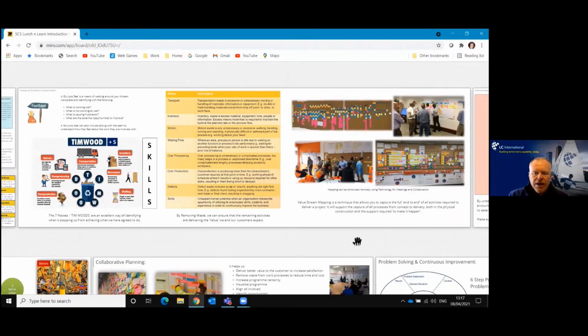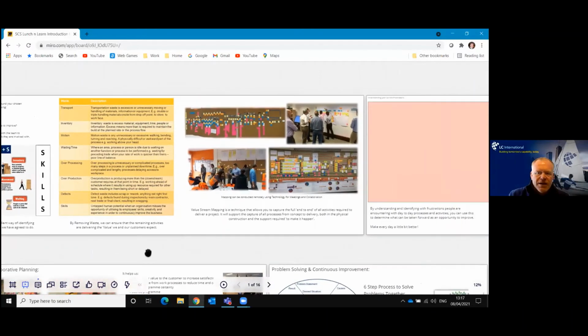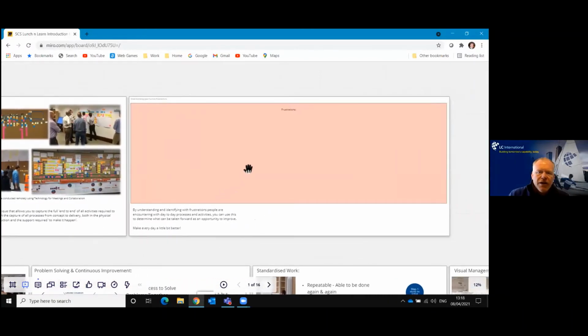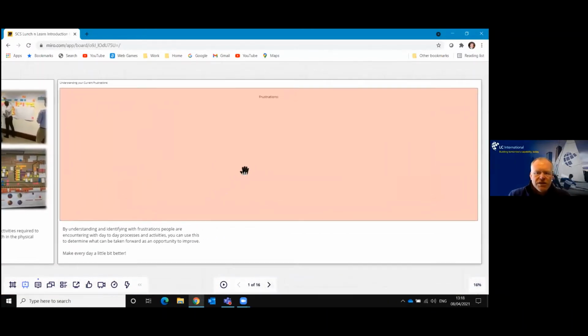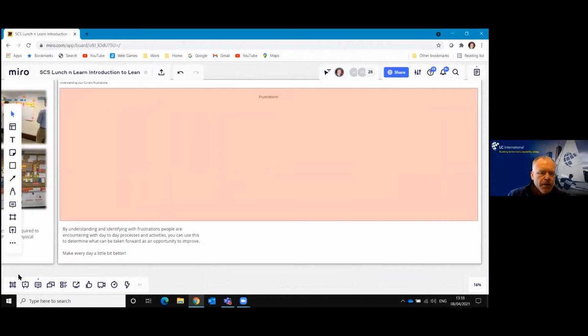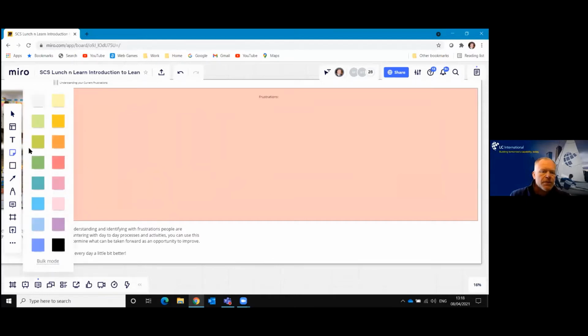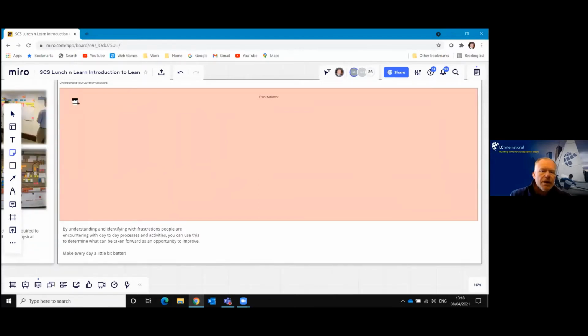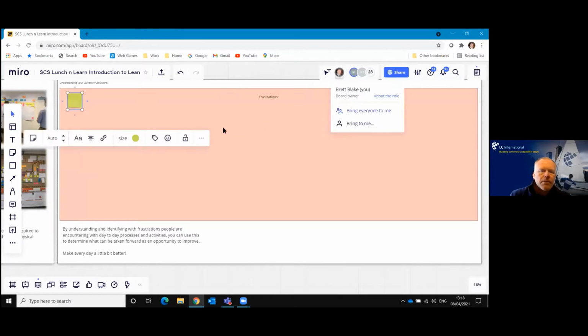So what I'd like to do now is just spend a few minutes handing over to yourself and giving you the opportunity to use this facility on Miro to add your post-it notes. And again, we do this by clicking a post-it note, selecting a colour and adding it to the place on the Miro board. Once it's in there, you can type your comment. So I'm going to put my frustration here as silence.